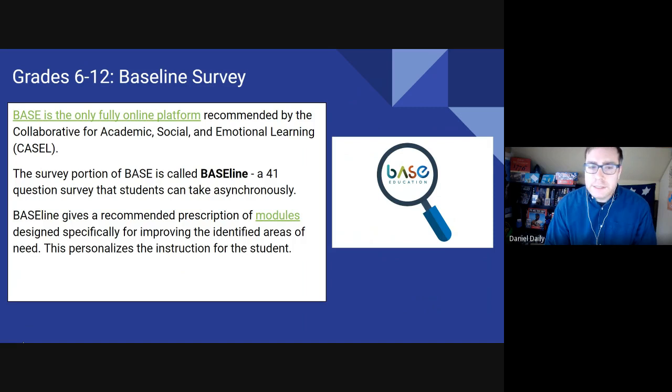So for grades 6 through 12, those students we have taking the Baseline survey. Baseline is actually part of a broader program for SEL called BASE. And BASE is actually the only fully online platform that is recommended by CASEL. CASEL, that acronym that Ms. Westerndorf shared, actually stands for Collaborative for Academics, Social and Emotional Learning. I always forget what it stands for, but there it is.